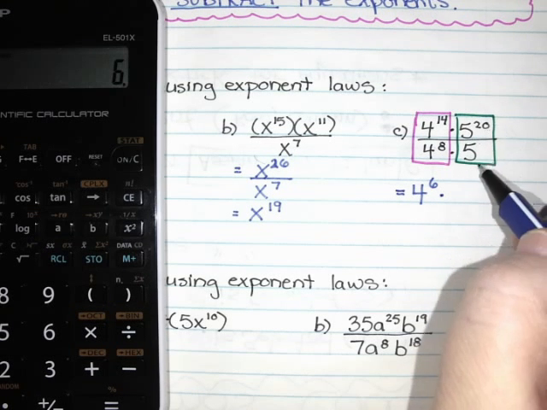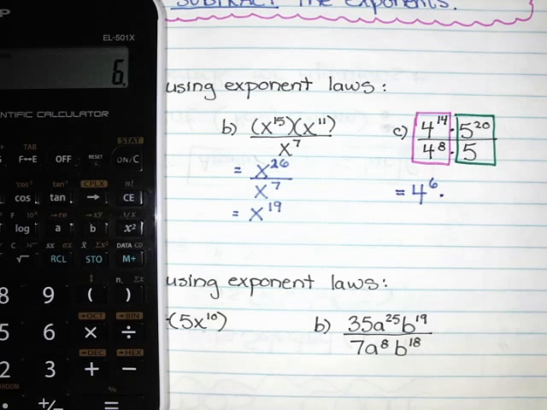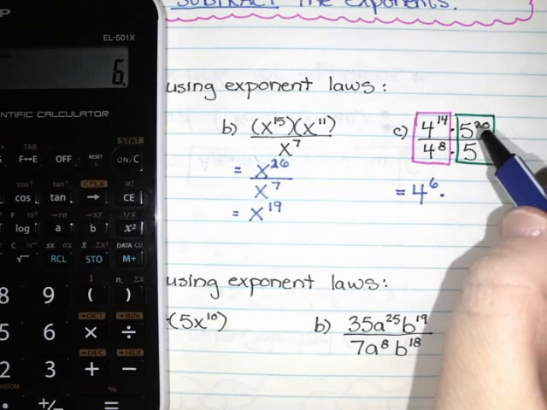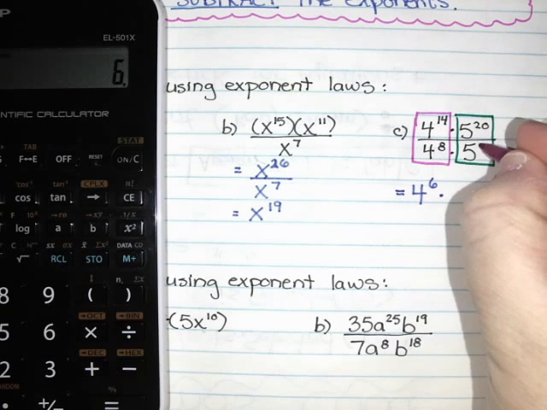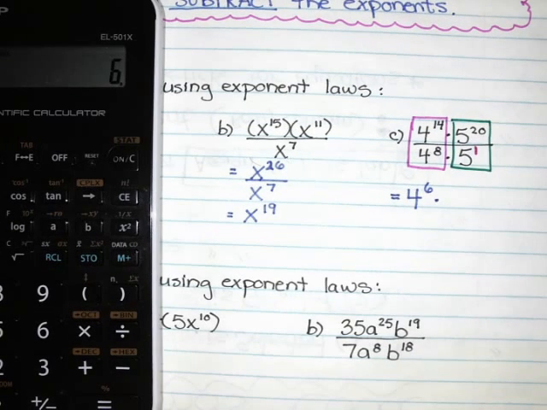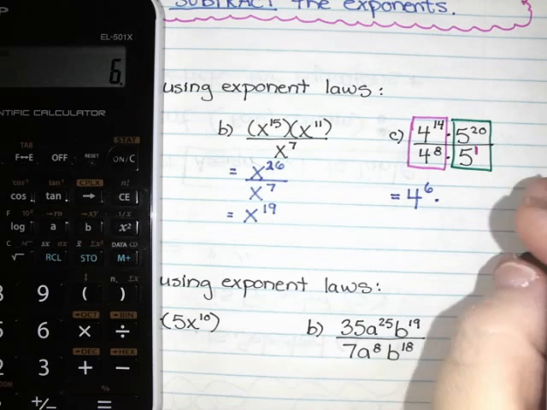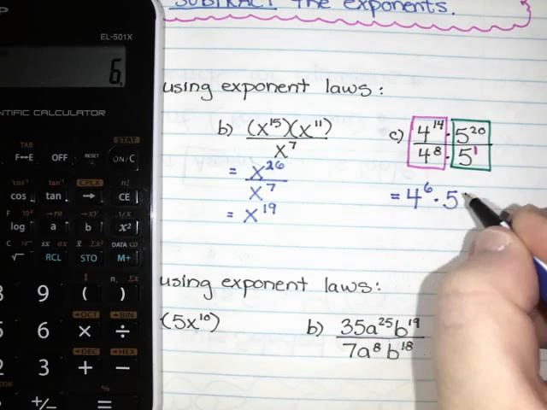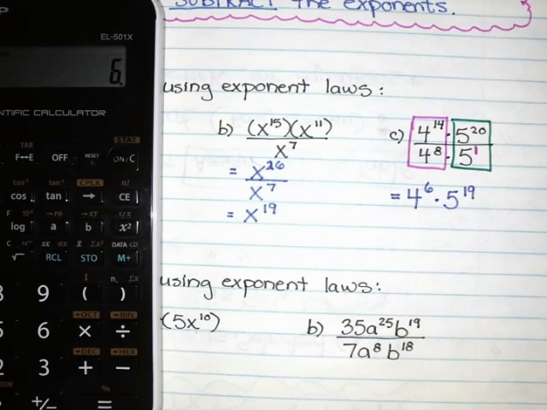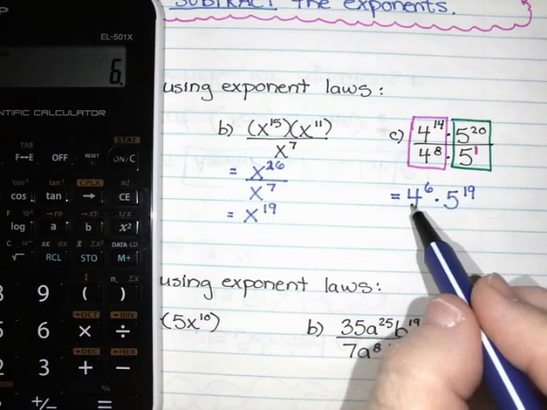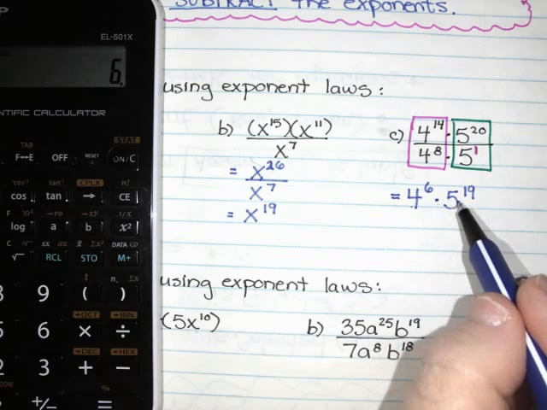5 to the power of 20 divided by 5. Now this 5 does not have an exponent, but they are the same base, so there is secretly an exponent of 1 hiding up there. So this is 5 to the power of 20 divided by 5 to the power of 1, which is going to give me 5 to the power of 20 minus 1, which is 19. So my final answer here is 4 to the power of 6 times 5 to the power of 19.